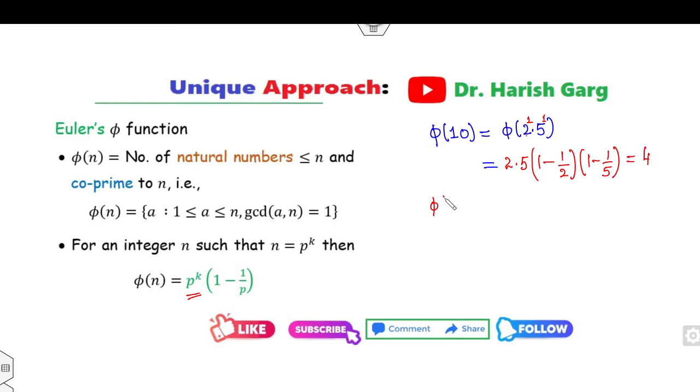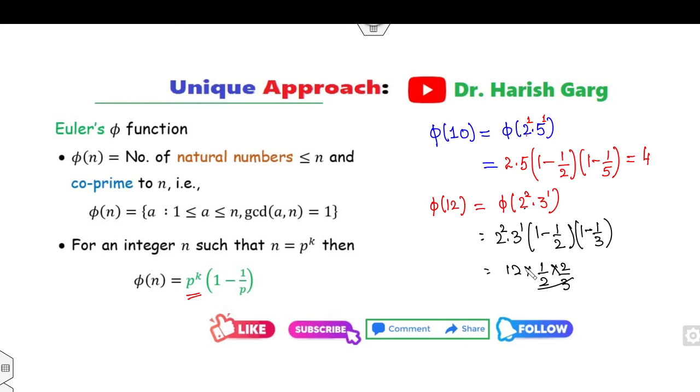Similarly, if you want to find phi of 12, how can you find that? I can write 12 as 2 squared into 3 to the power 1, a product of prime numbers. Then I multiply by 1 minus 1 over the prime. The first prime is 2 and the second prime is 3. So I can say this is 12 times a half times 2 over 3, so the answer is 4. This is the way you can compute the Euler function phi.